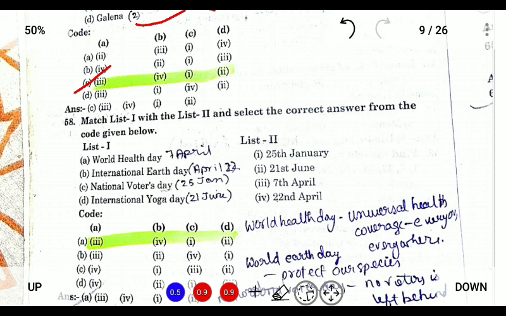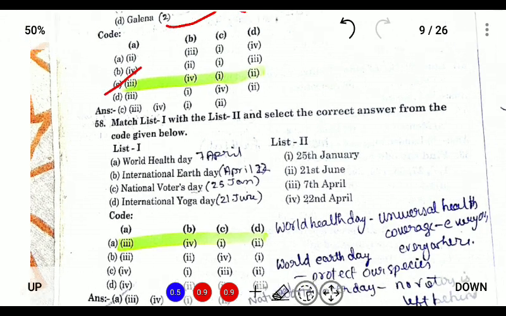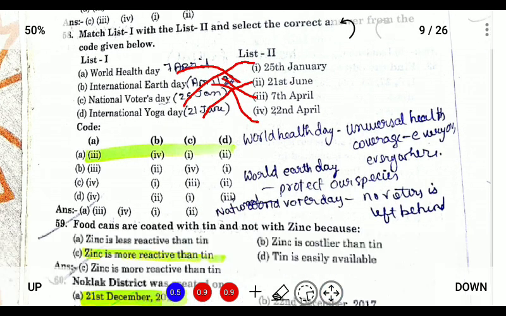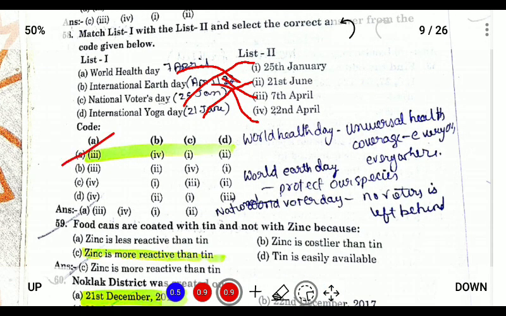World Health Day. So World Health Day is celebrated on 7th of April. International Earth Day is April 22. National Voters Day is on 25th of January, and International Yoga Day is on 21st of June. So the answer is A.